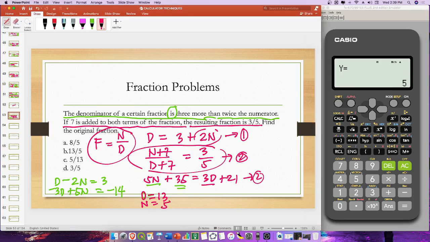So we have the original fraction, d over n is equal to 13 over 5. That's how you solve the problem. So take note, you have to convert mathematical sentences into mathematical equations. Okay, you have to practice doing that. That will be the crucial part if you are dealing with fractions and number problems.